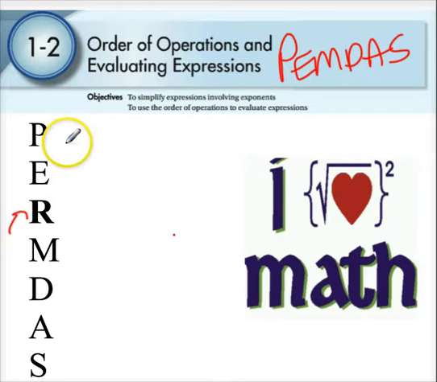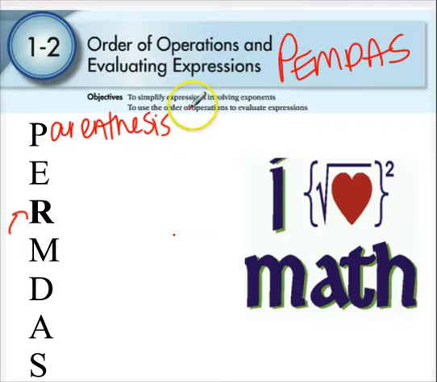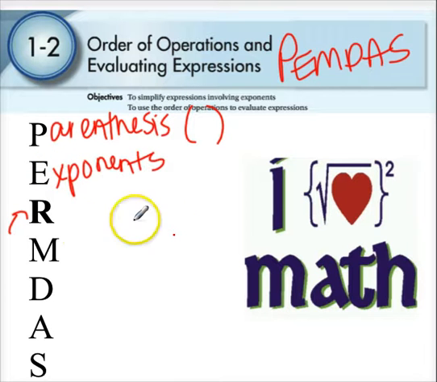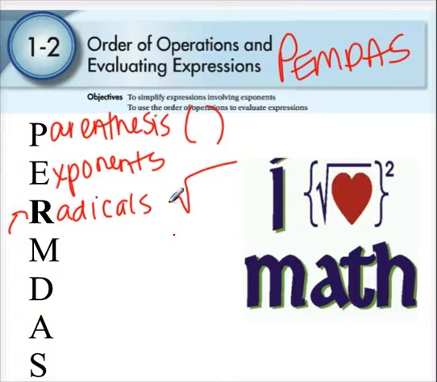All right, just to review, P stands for parentheses. Those are our grouping symbols, sometimes like that, sometimes brackets. E stands for exponents. R is a new one. R stands for radicals. It's new to us this year. A radical is anything that involves a square root.